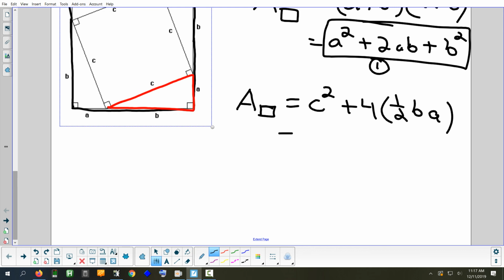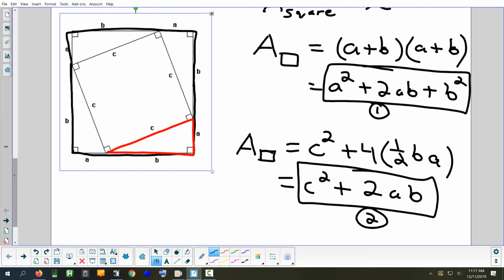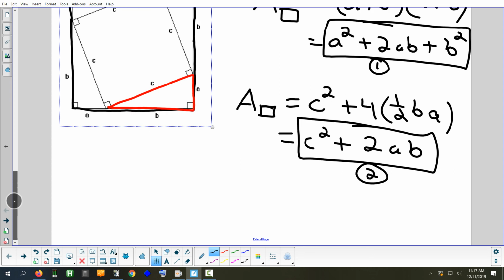Let's simplify it. It's going to end up being C squared plus what? 2BA or 2AB, same thing. And we'll call that box 2. Now, box 1 is a way to find the area of the black square, so is box 2. What does that mean about the expression in box 1 and the expression in box 2? They're equal.